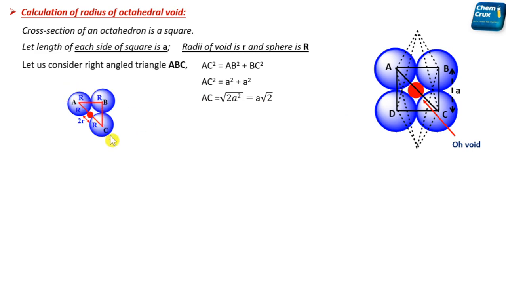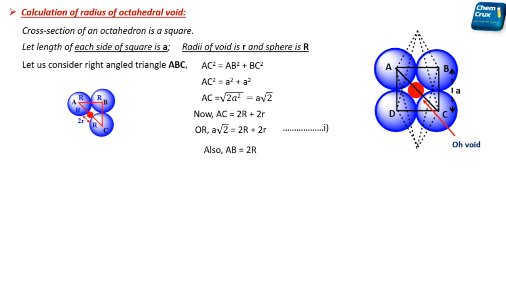Now if we look at the diagonal AC, we can see that at points A and C, two spheres are present, and also the octahedral void is located at the center, whose diameter is equal to 2 small r. So we can write AC is equal to 2R plus 2 small r. Now if we put the value of AC, a root 2, in this equation, we will get a root 2 is equal to 2R plus 2 small r. This is equation 1.